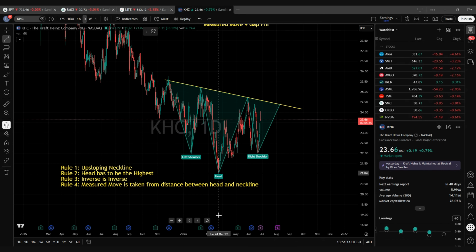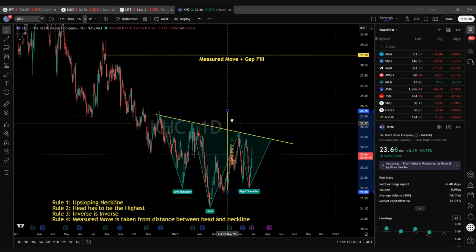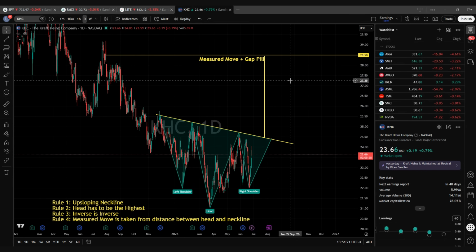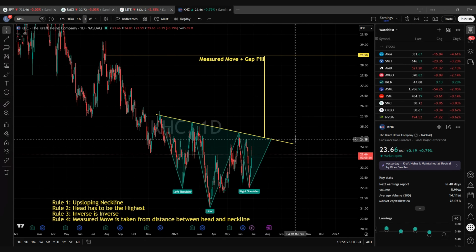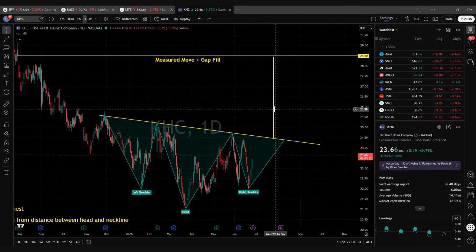And the measured move is the same. It's just taking the distance from the head to the neckline. And we're looking for a breakout. Depending on where it broke out, that would be the measured move up to $28.50.